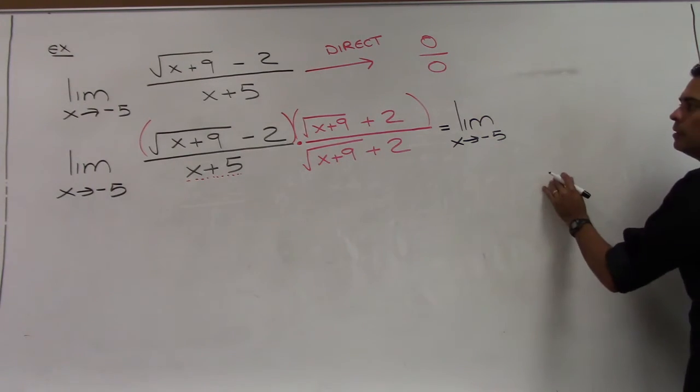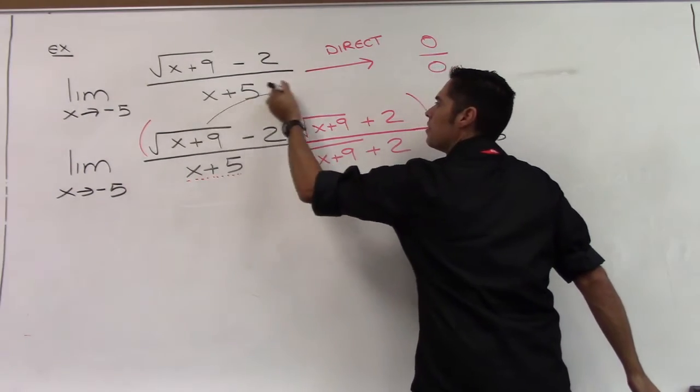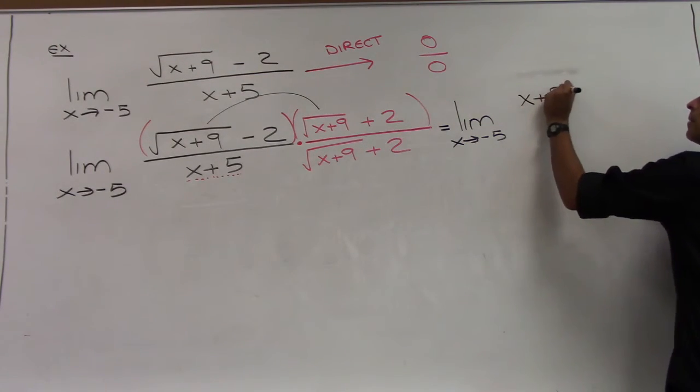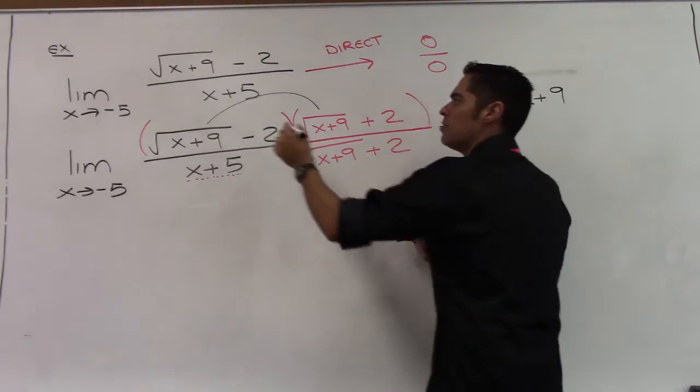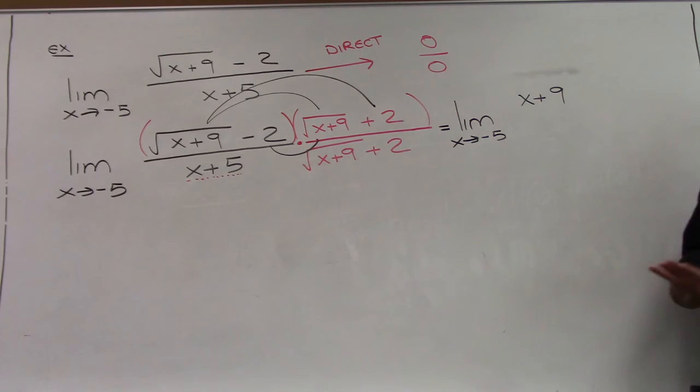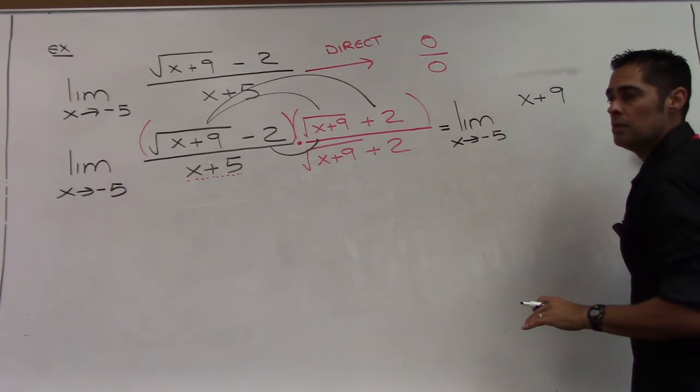Numerator, this times this, x plus 9. Okay, what can you tell me about the two next multiplications, this one and this one? They're going to cancel each other out. That's the design of it. That's why we do it. So I'm not even going to write them out.